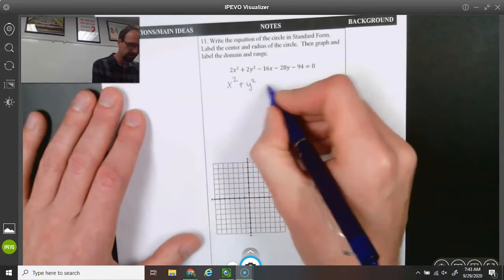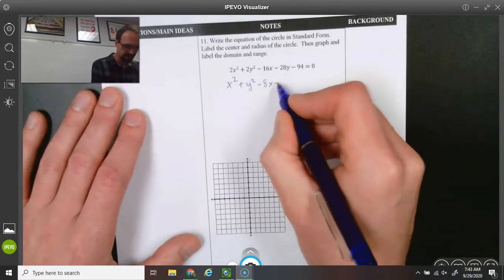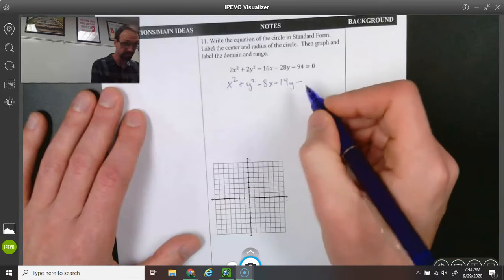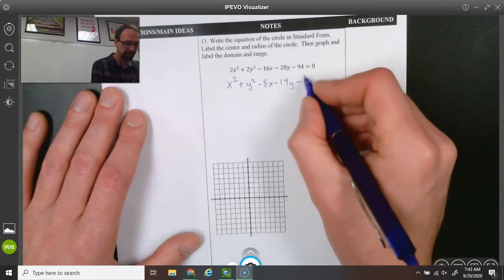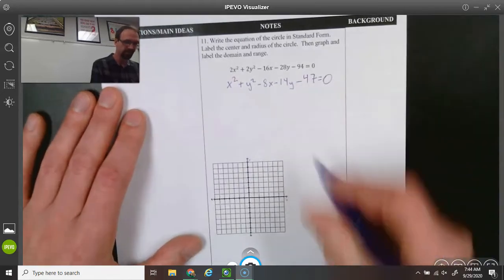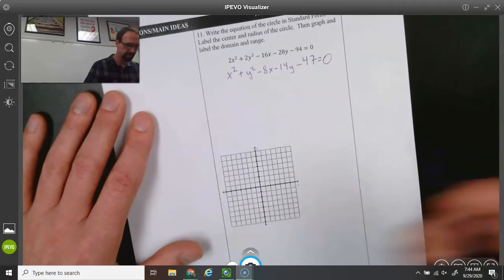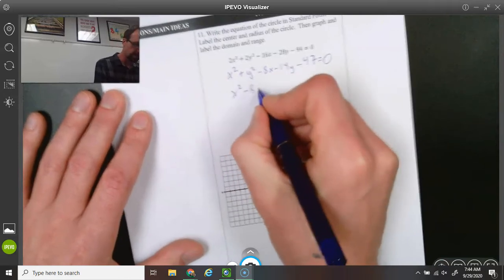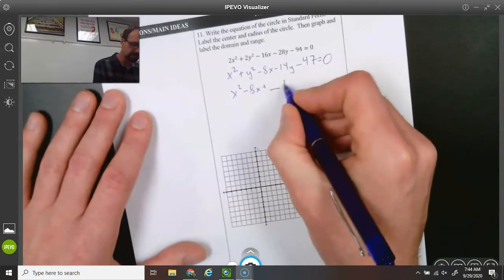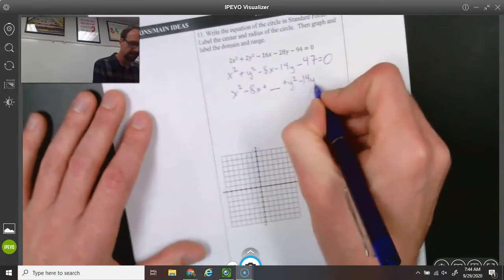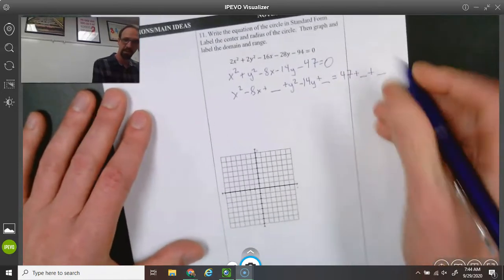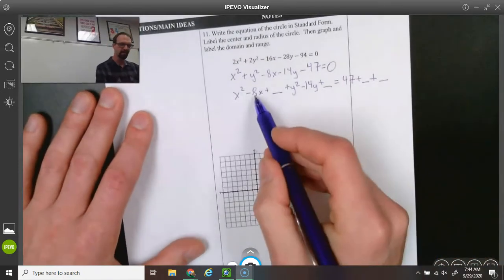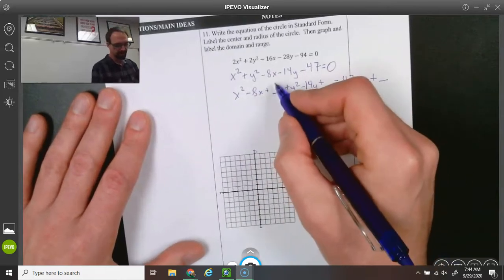So I have x squared plus y squared minus 8x minus 14y minus 94 divided by 2 is 47. And then I'm going to set it up. So I have x squared minus 8x plus blank plus y squared minus 14y plus blank equals 47 plus blank plus blank. All right. Divide by 2, then squared. So this is going to give me 16.